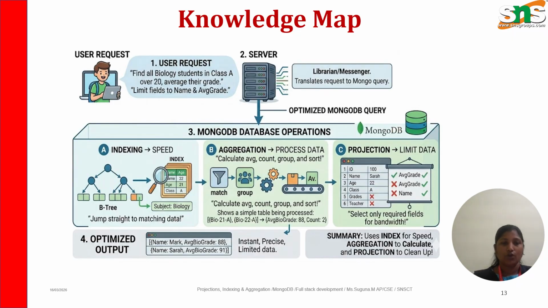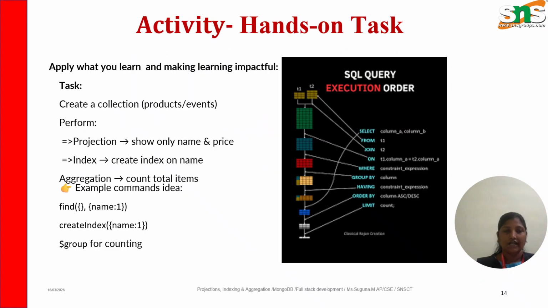So let me give you a hands-on task. Try this hands-on task. Create a collection. Perform projection to show only the name and price. For indexing, create an index on name. And for aggregation, you can go for counting the total items. So just try this hands-on activity.